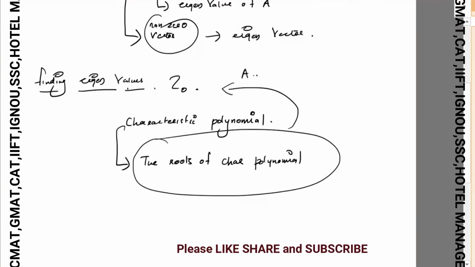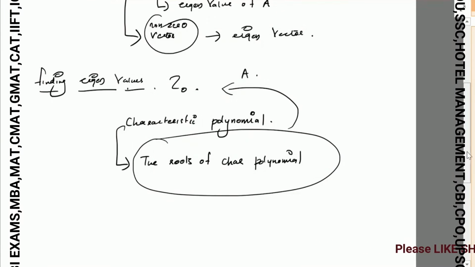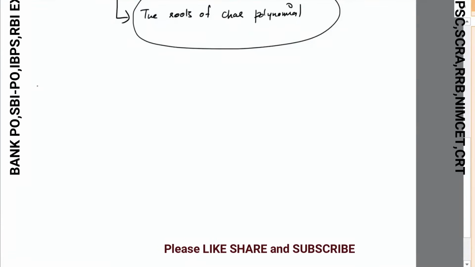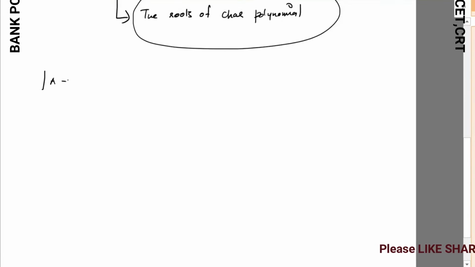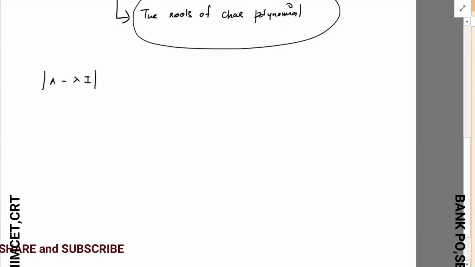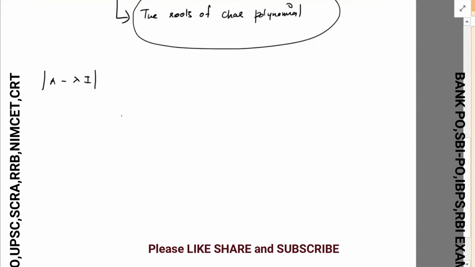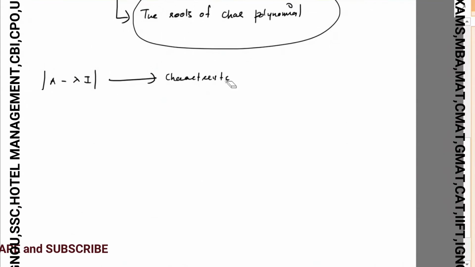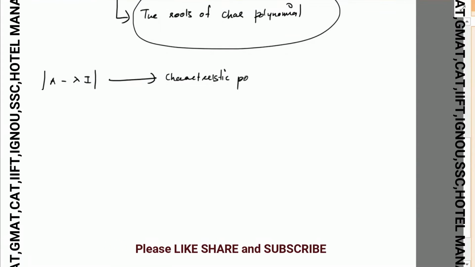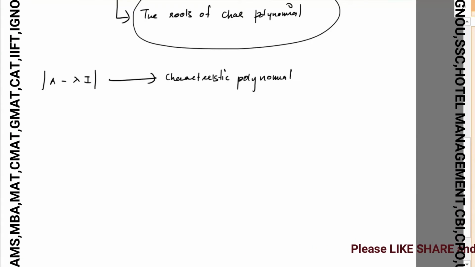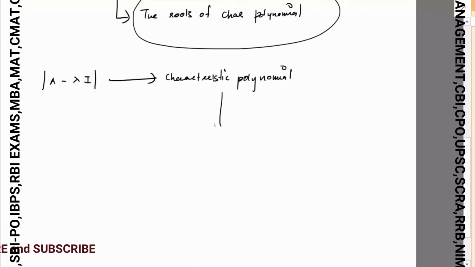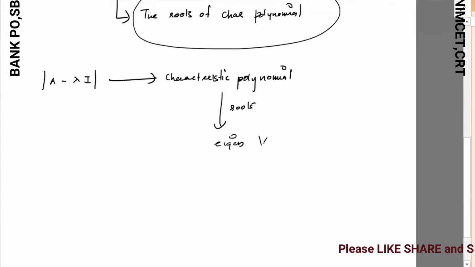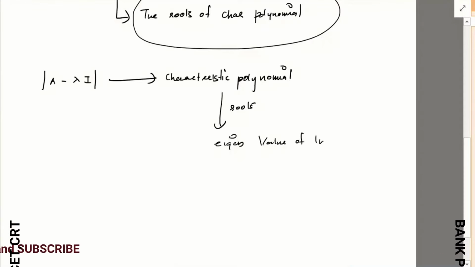So we want to know what is the characteristic polynomial of a matrix. The characteristic polynomial can be obtained by taking the determinant of A minus lambda I. So by taking the determinant of A minus lambda I, we will get the characteristic polynomial. Then find the roots of this polynomial, and those roots will be the eigenvalues of that matrix.